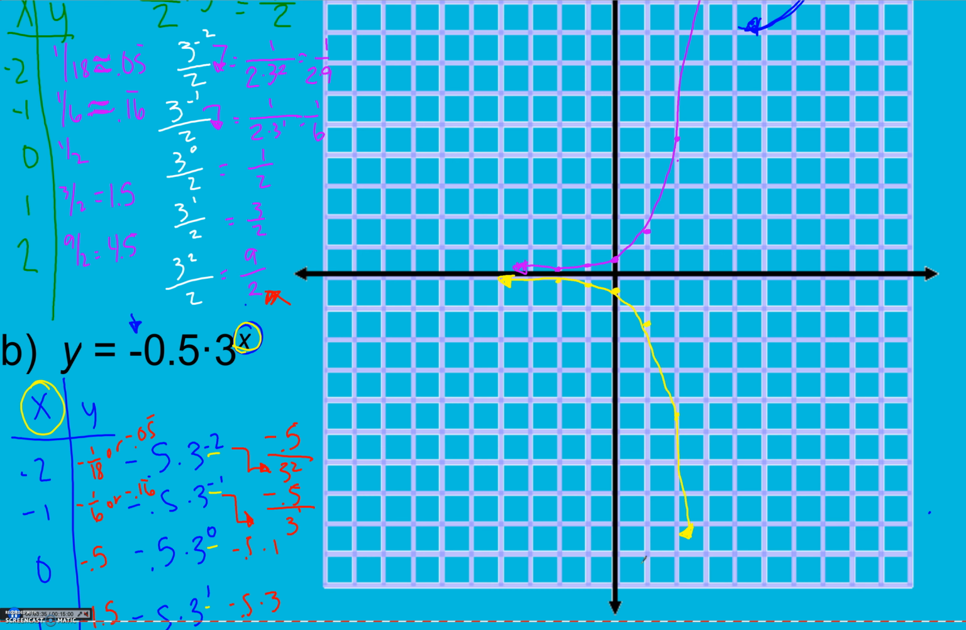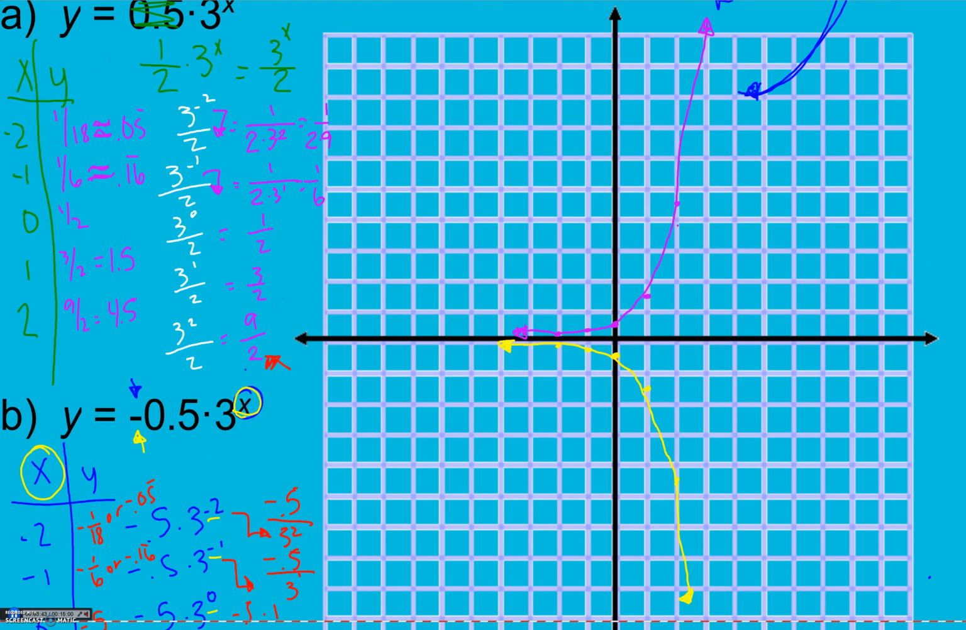So if we look at A and B, again, the only difference between them is this negative sign. And that negative just flipped it over our x-axis. It's like if I would have had my purple line here as wet paint, and I would have folded it over my x-axis here, it would have landed where my yellow is, and that's how I would have gotten my second equation there. So the negative just changed it. We call that a reflection, and we'll get to that a little bit later as well.